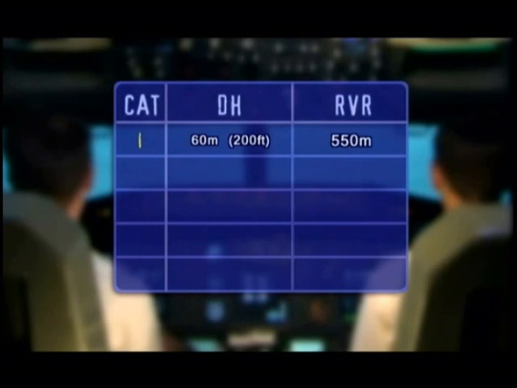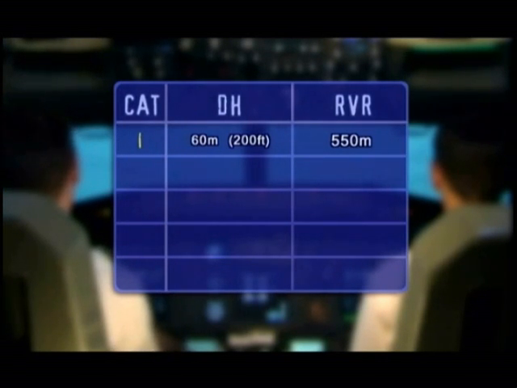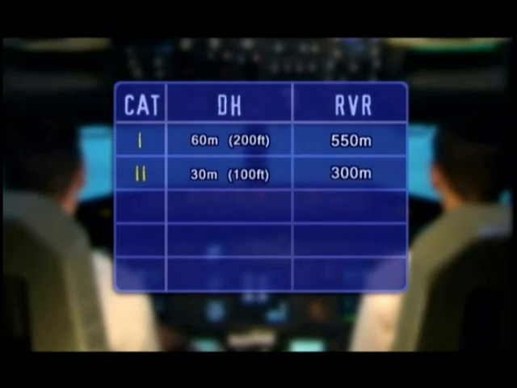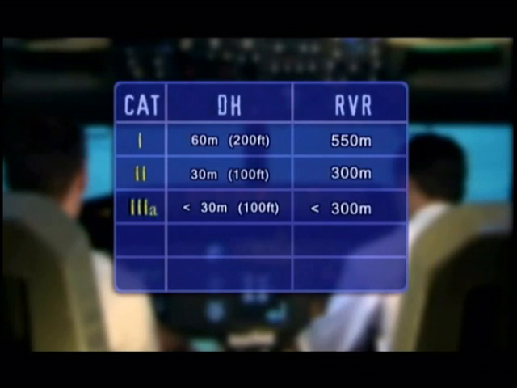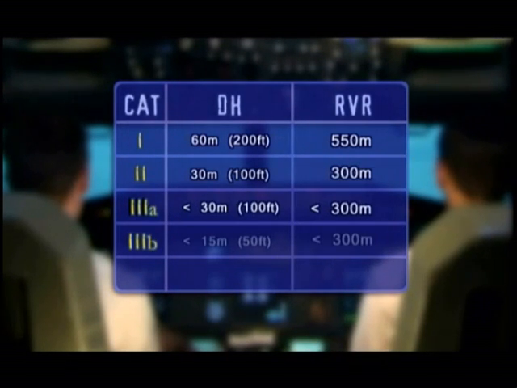The rest of the approach categories have gradually decreasing decision heights and visibility minima. For example, the decision height for Cat 2 is 100 feet with a minimum visibility of 300 meters. Cat 3A approaches may be flown with a decision height of less than 100 feet and in less than 300 meters of horizontal visibility, whereas the decision height for a Cat 3B approach is only less than 15 feet or 15 meters. Cat 3C does not even have any minima and allows landings even in zero visibility.